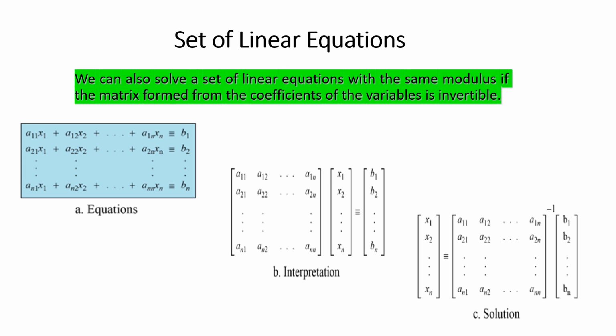We can interpret the set of equations as matrix multiplication. If both sides of the congruence are multiplied by the multiplicative inverse of the first matrix, the result is the variable matrix at the left-hand side, which means the problem can be solved by a matrix multiplication.